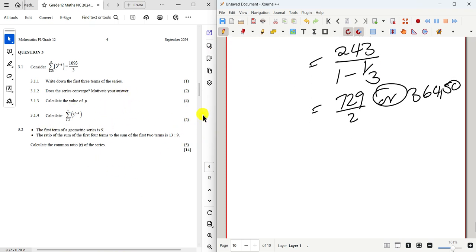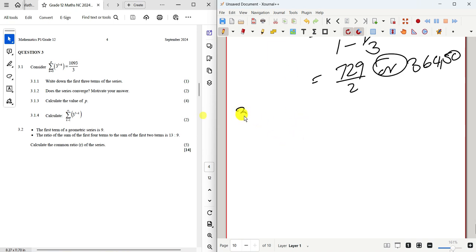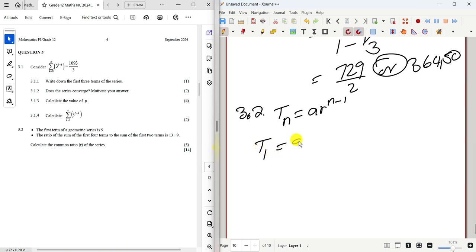Having fun, eh? Perfect. Now 3.2, the first term of a geometric series. Remember, guys, geometric sequence Tn equals AR to the power n minus 1. So they say the first term, meaning T1, is equal to AR to the 1 minus 1, which is A. T1 is 9. So this means A is 9.